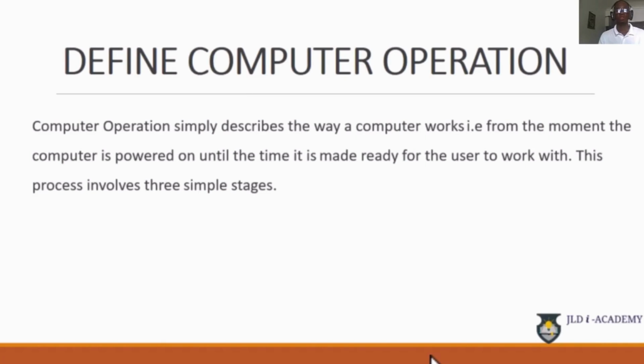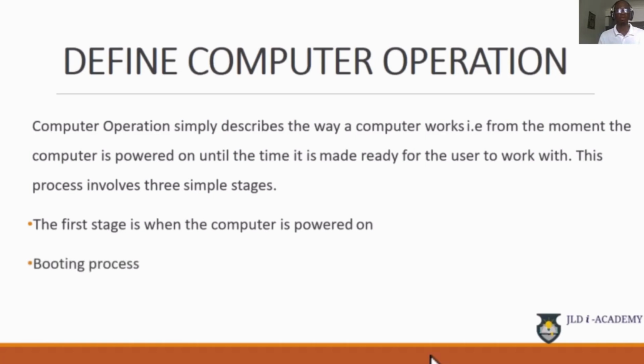There are three stages involved in computer operation. First of all, you have to switch on the computer. That is the first stage, when the computer is powered on, when you press the power button. The next stage is that the computer boots up, which is known as the booting process. The booting process is the process whereby the computer checks all the components to see if they are in place before it displays the final page, which is known as the desktop, the last stage, the display of the Windows desktop environment.